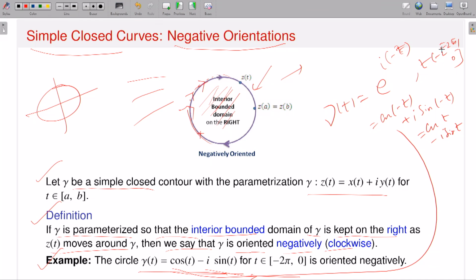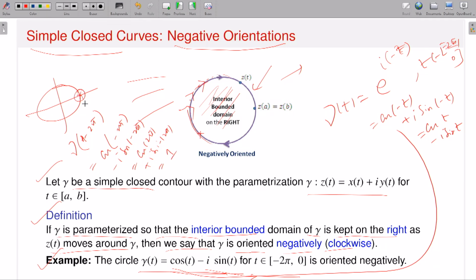Now if we start at t equal to minus 2 pi, what is the value? That means gamma of minus 2 pi, by definition, should be cos of minus 2 pi minus i sine of minus 2 pi. So this should be cosine of 2 pi plus i sine 2 pi, and sine 2 pi is 0, so this will give you 1. That means I am starting with the point 1.